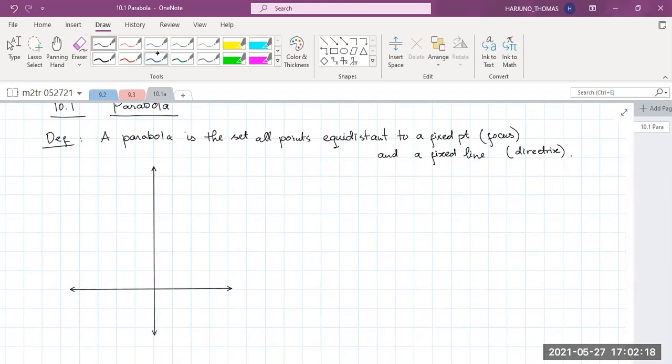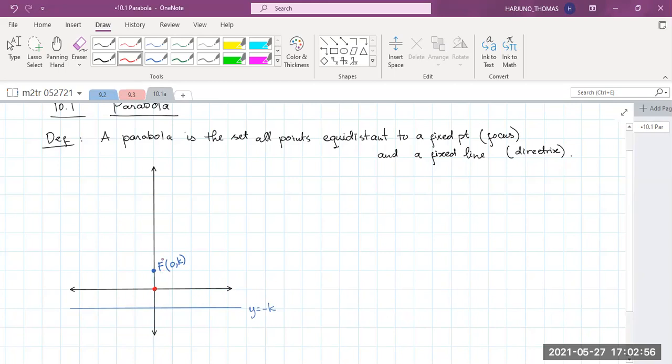Okay, and I will put my focus here, where the focus is (0, k). And then the directrix is y equals negative k. Now, I purposely use this for now because then the vertex of that parabola will become (0, 0).